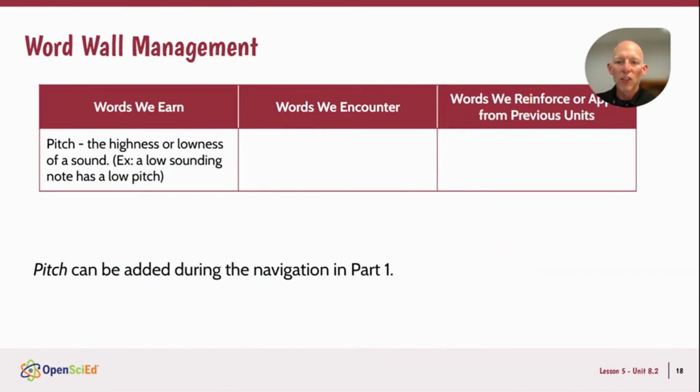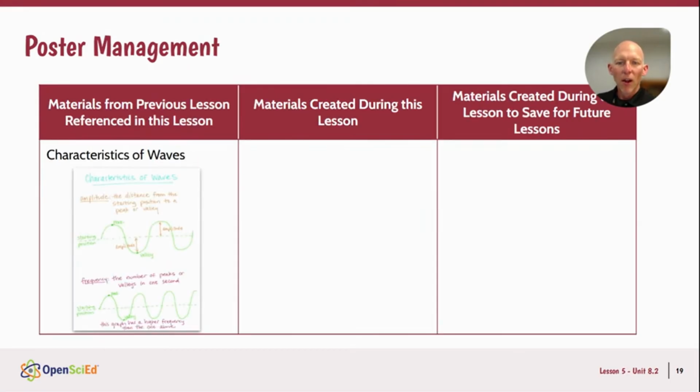In the teacher's edition, the only word they have you add to the word wall is pitch during the navigation in part 1. But like I said, I also add the word frequency during the class consensus discussion. Again, here's where I add in this lesson to the characteristics of waves poster. And you're not going to use that in future lessons, but it's a good way to capture all the things we've investigated in the last couple lessons, and might be helpful to refer back to in lesson 6 as well.